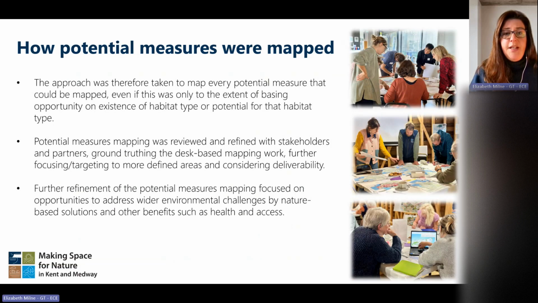So in response to this, we decided to take the approach to, if we could map a potential measure, we would, whether it was something that could be easily defined or refined, or whether it was just mapping it to the extent of the existing habitat or the potential for that habitat type. So consequently, we ended up with a lot more maps, but we had maps of every single potential measure, identifying every opportunity there was within the county to deliver on that particular action.